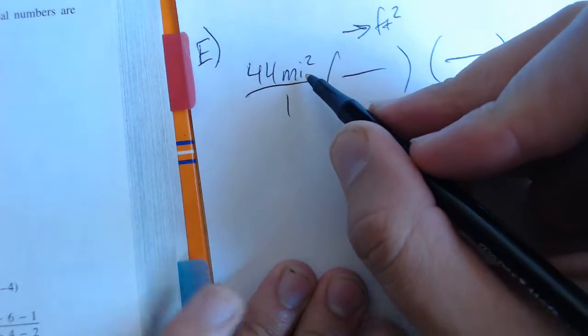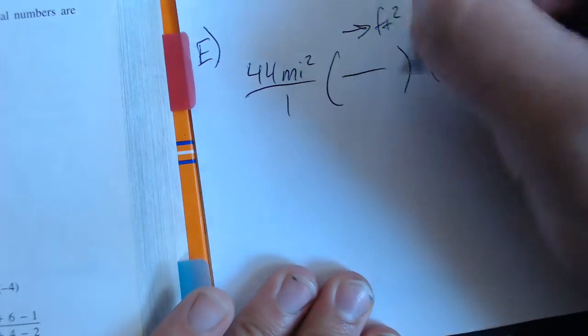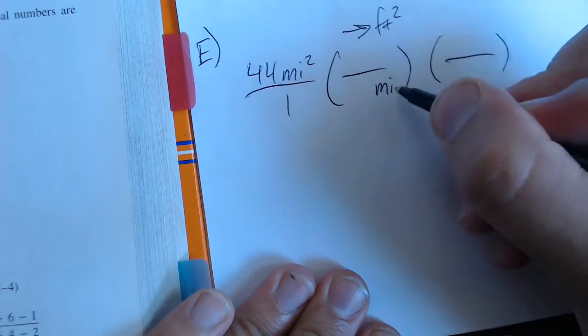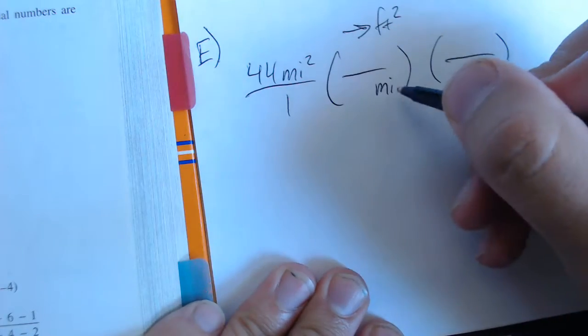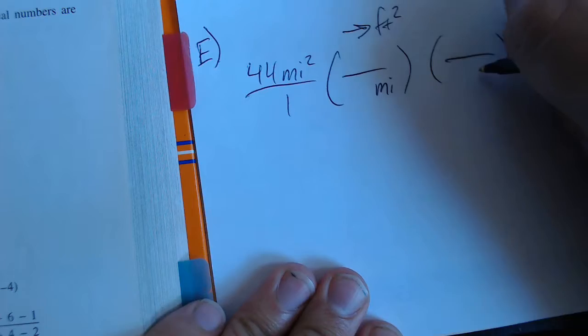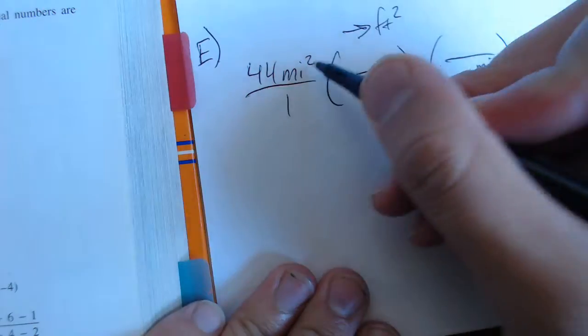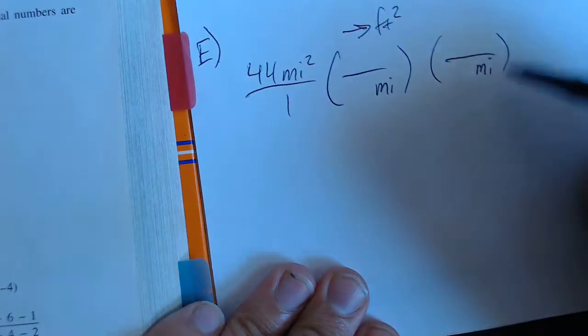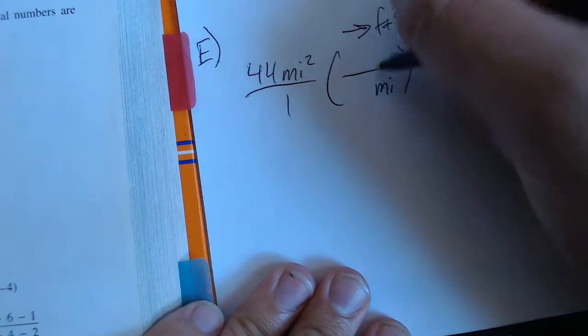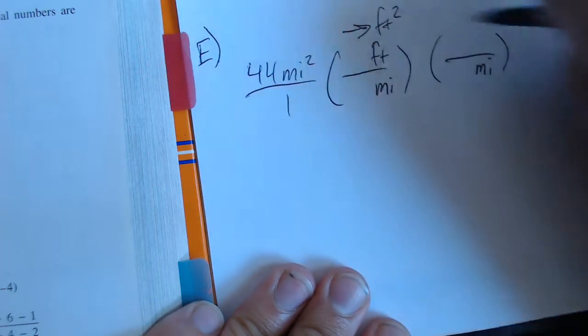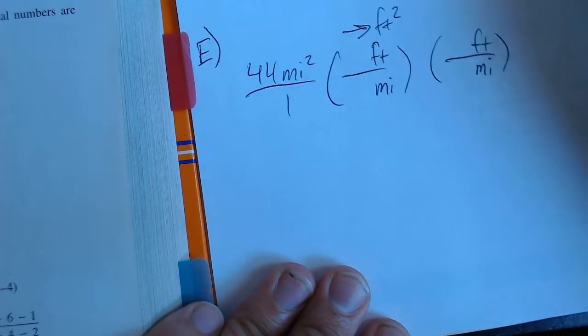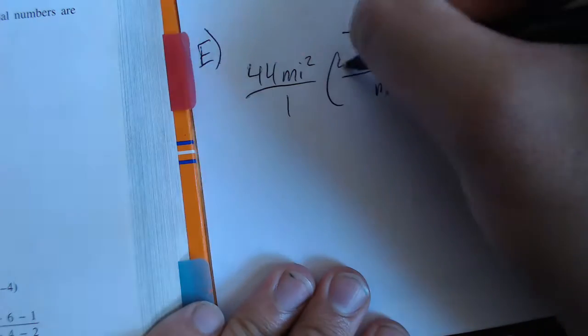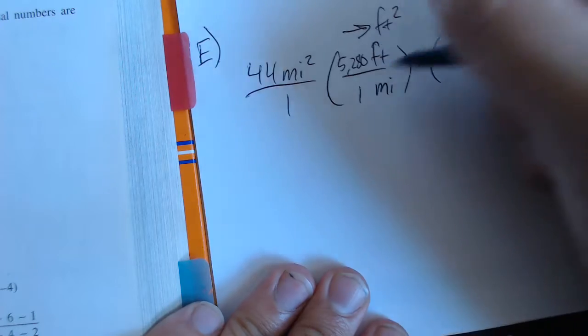Now, to get rid of miles, since it's on the top, we have to put it on the bottom. But we cannot put miles squared. So since there's 2 miles up here and only 1 mile, we repeat the unit multiplier until we satisfy the exponent of 2. So this means 2 miles, and then we have 2 miles. From there, we're converting to feet, and then we fill in the blanks. So there's 5,280 feet in 1 mile.